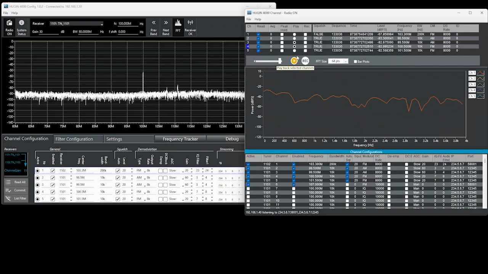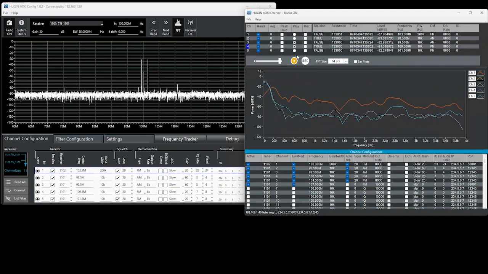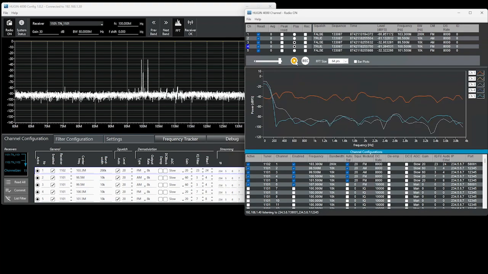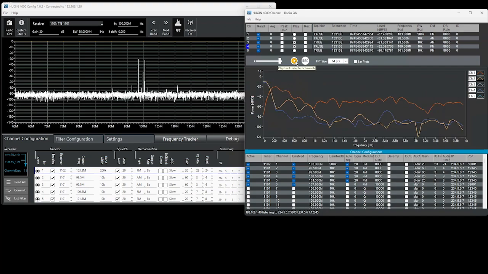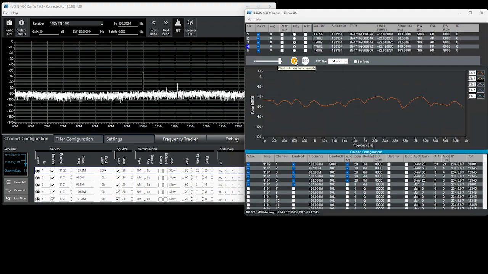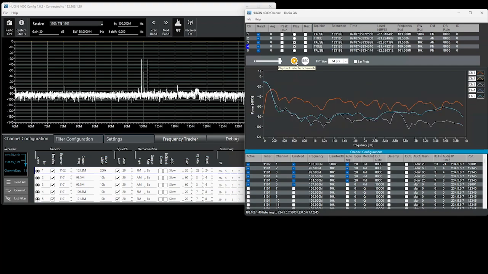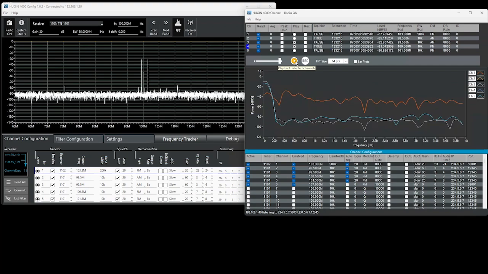A 6, 7, 8, 9, 10. A, B, C, D, E. 6, 7, 8, 9, 10.